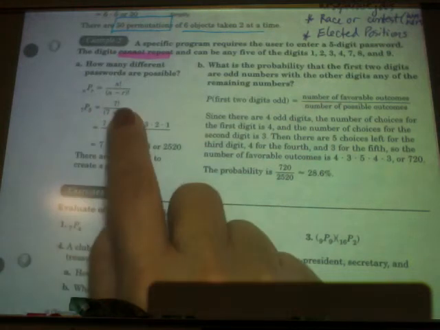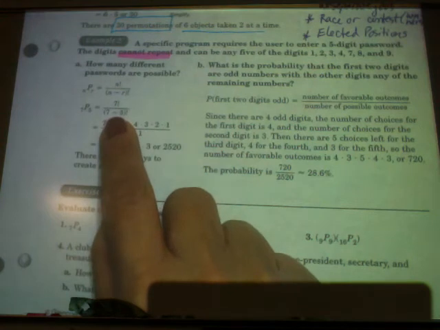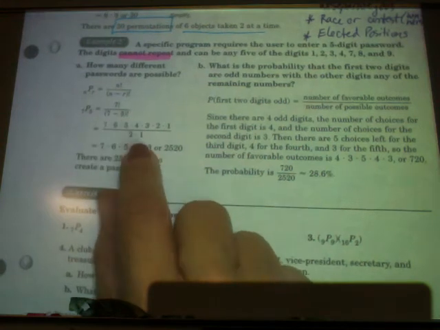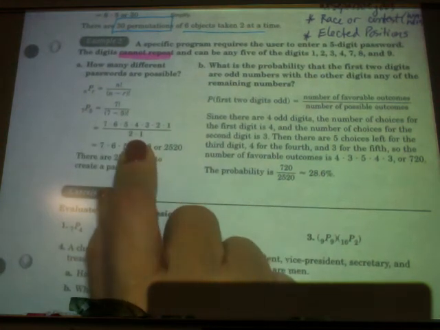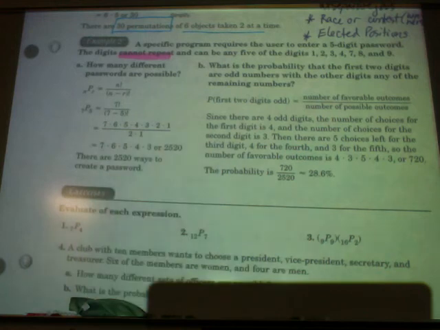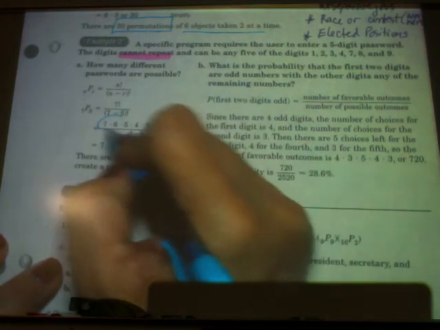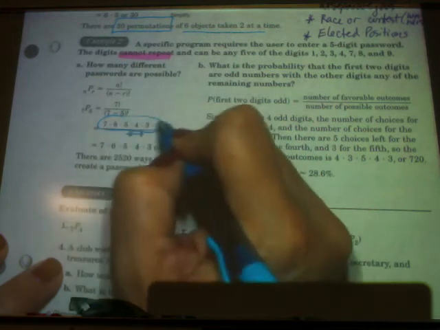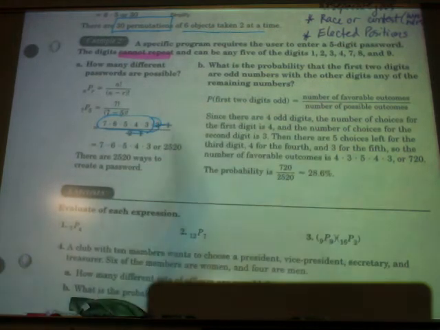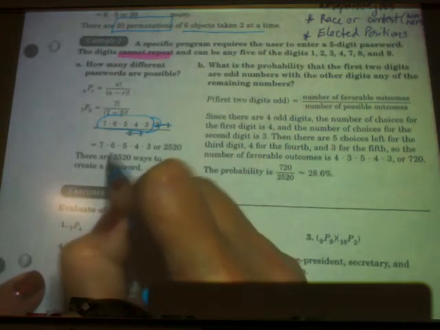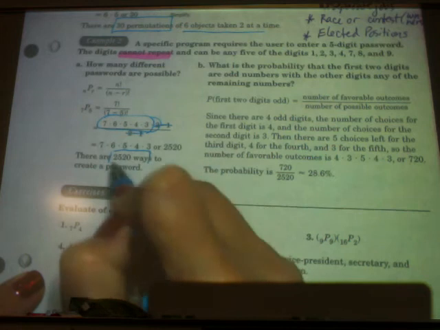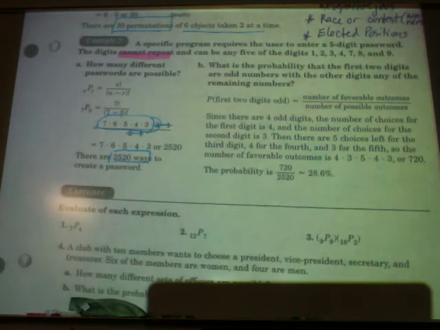So you've got 7 factorial over 7 minus 5. 7 minus 5 is 2, isn't it? So that's why we have a 2 factorial stretched out here and then 7 stretched out there. Can't we cancel the 2 and the 1? And then you're left, and this is where your calculator is going to come in handy, with multiplying 7, 6, 5, 4, and 3 together. And we come up with 2,520 ways to create a password.